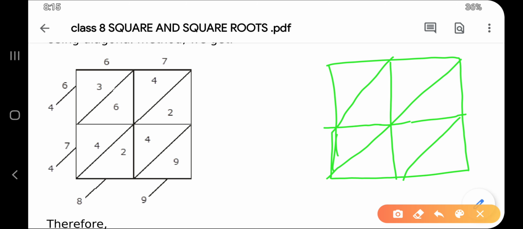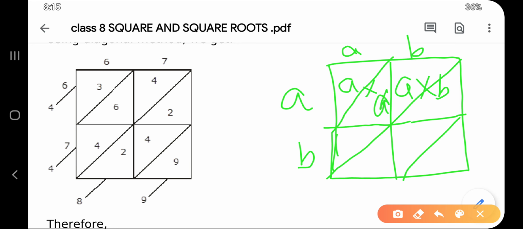That's it. AB, suppose 67, or AB, A and B. Okay, so A into A would be written in this, A into B in this, A into B in this, and then B into B in this. That's it. You have to write the ones place value here and the other digits here.